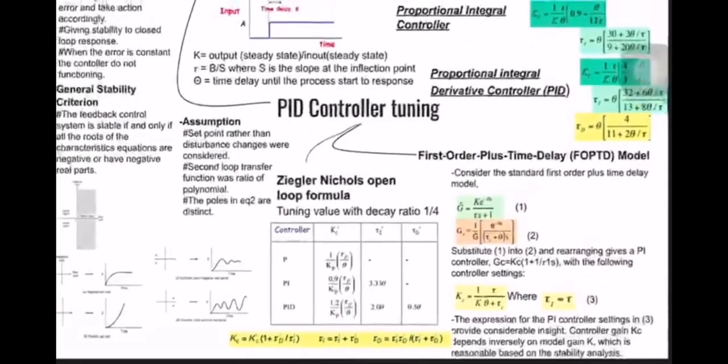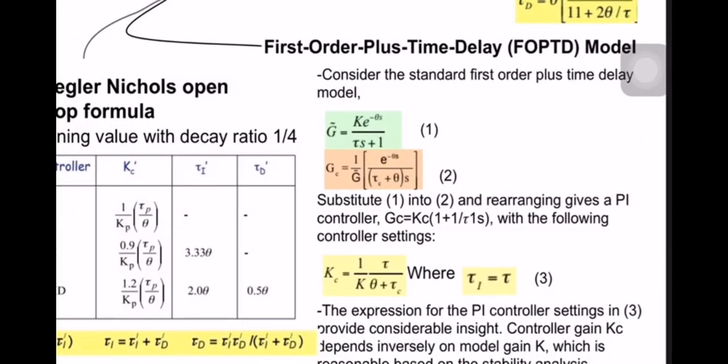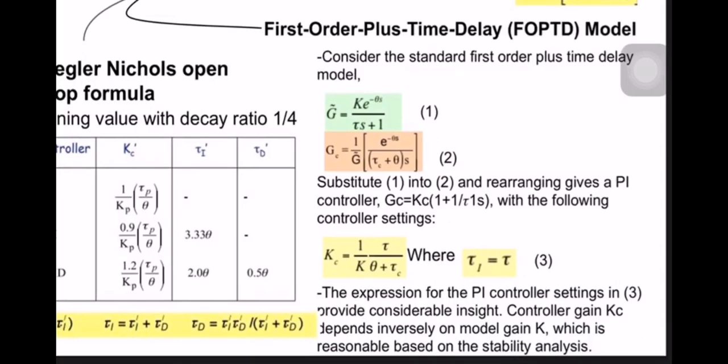Okay, now I'm going to explain about the first order plus time delay model, which is also known as the FOPTD model. So consider the standard first order plus time delay model, and we have two main equations. G is equal to K e to the power of negative theta s over tau s plus 1, and the second equation is Gc is equal to 1 over G times e to the power of negative theta s over (tau c plus theta) s. So we have to substitute the first equation into the second equation, and then rearrange it, which will give us the PI controller equation.